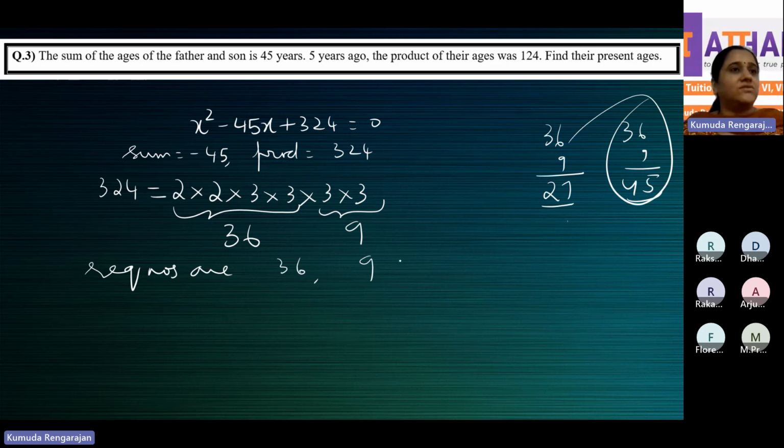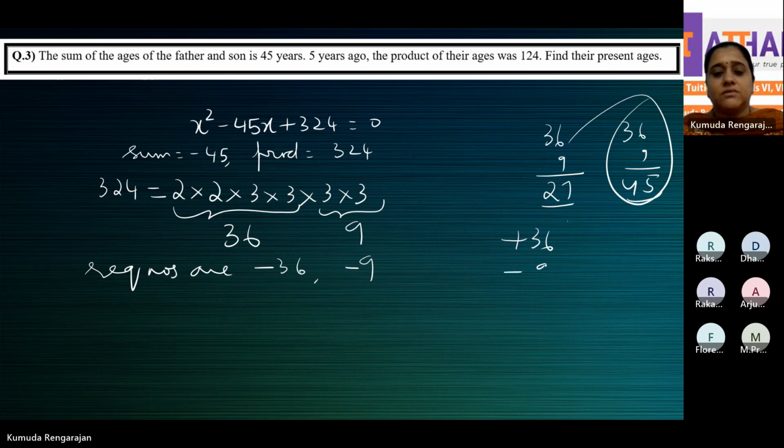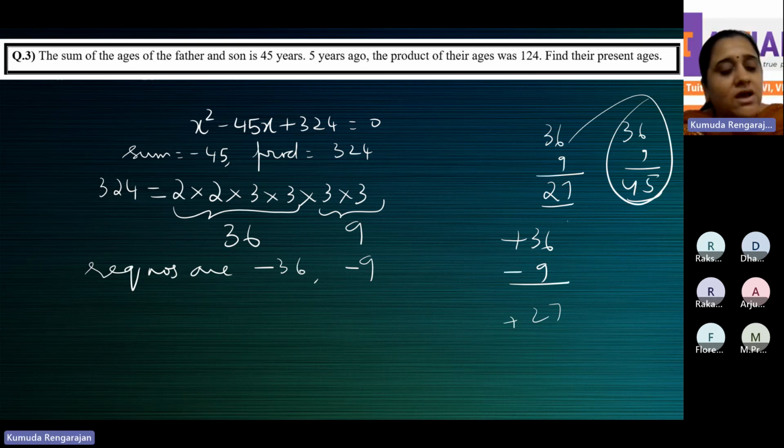Now fix the signs. You need to get a minus 45. If you fix one plus and one minus, you subtract and you get plus 27. You need to get 45, so both should have the same signs. Either both should be plus or both should be minus. Only then you'll get 45.